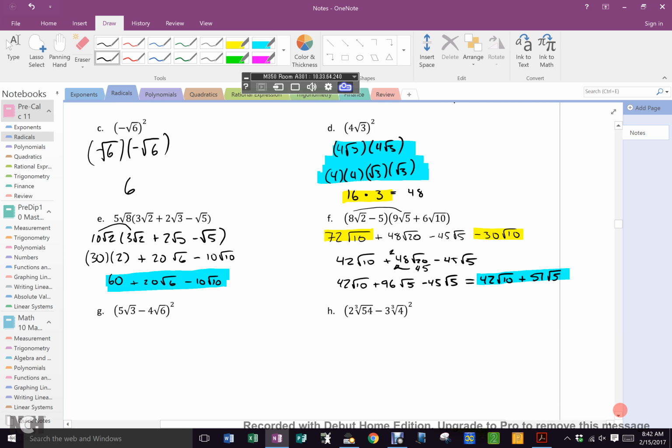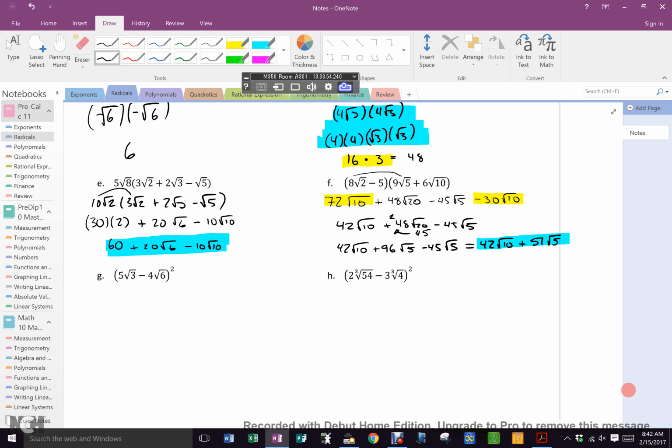Now, G and H bother me because often kids do this wrong. Okay? What does this mean? The whole thing is squared. It is not 5 root 3 squared minus 4 root 6 squared. It is not that. What is it really? 5 root 3 minus 4 root 6 times 5 root 3 minus 4 root 6.